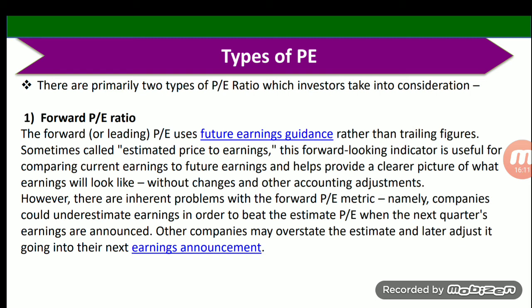So this can happen, that a company can show their estimated or forward P/E ratio higher than what it will be, and some companies may underestimate their P/E ratio because of achieving that target. So these two things can happen, and in that case the forward P/E ratio can be misleading.